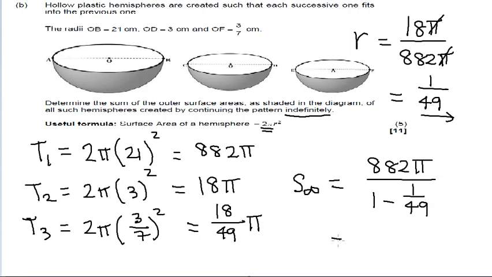And if I work this out in a calculator in terms of pi, I get a final answer of 7,203 over 8 pi. And this unit will come out in centimeters squared.